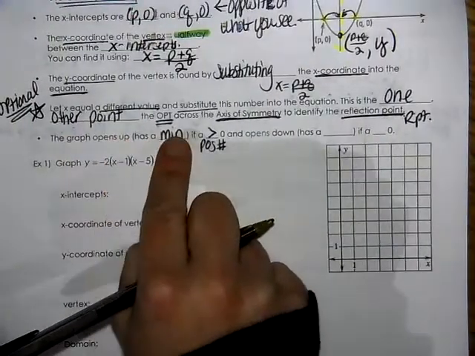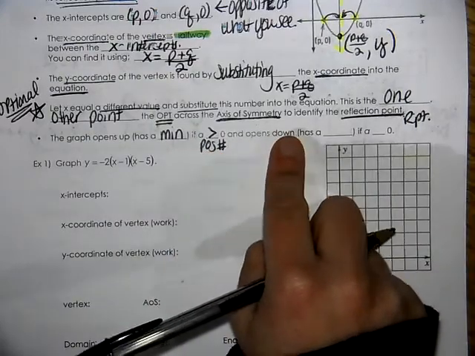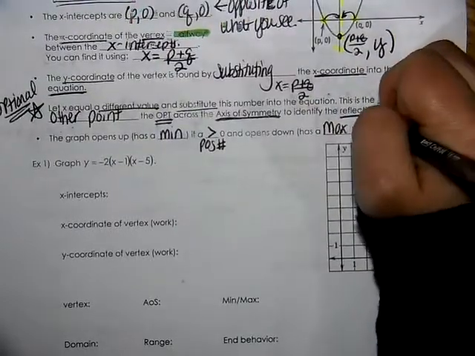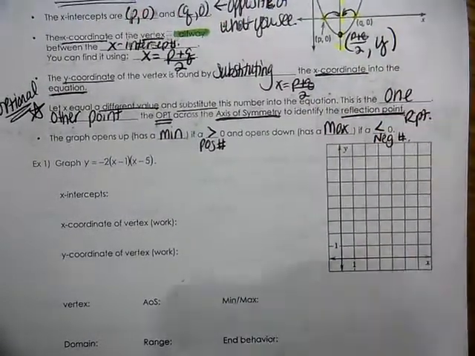So the graph opens up and has a minimum if your A value is positive, and it opens down and has a maximum if your A value is less than 0, or a negative number. Once again, it's going to be the same language that we've used in the past when it comes to our A values. The A value is consistent regardless of whatever form we are talking about.